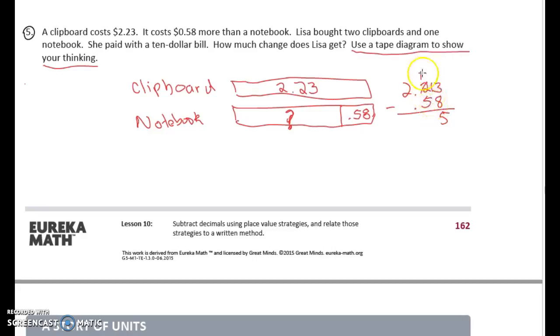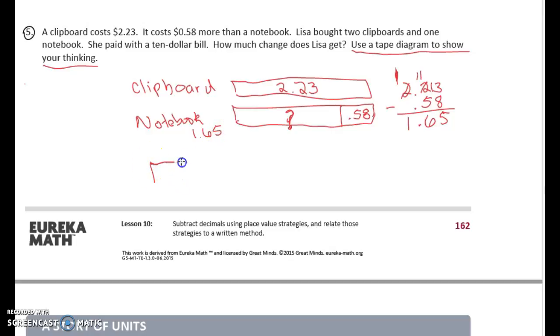I can't take 5 away from 1. There's not enough. So I'm going to take away a penny, or sorry, a dollar, have a dollar left. And I know then that that's going to make for 10 dimes. I know that 5 plus 5 gets me 10, so 5 plus 6 must get me to 11. And then this is a 0 here. So 0 taken away from 1 leaves you a whole. So this is actually $1.65 for a notebook. $1.65 is how much a notebook is.